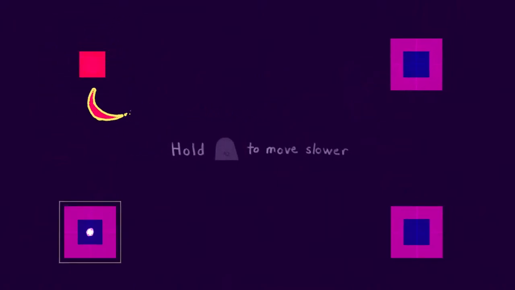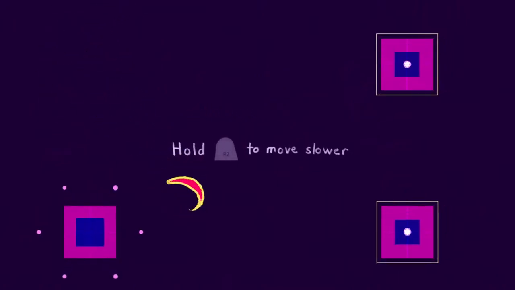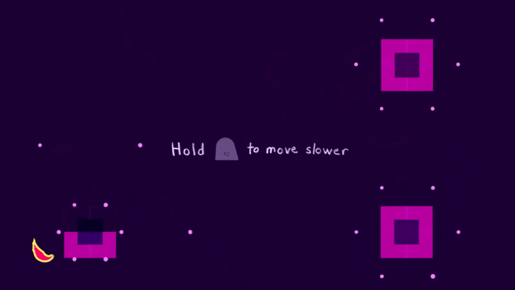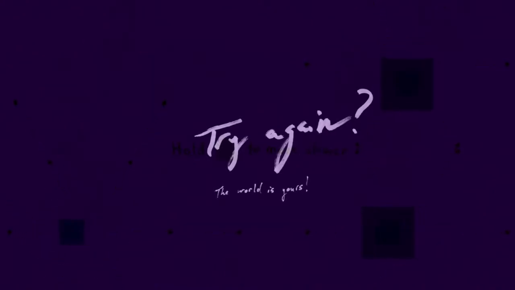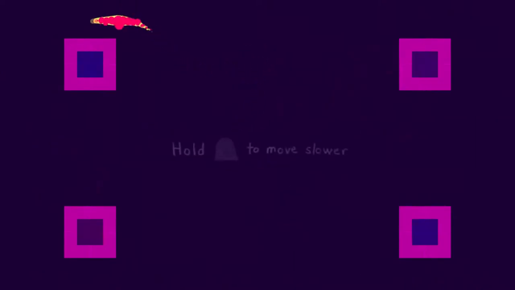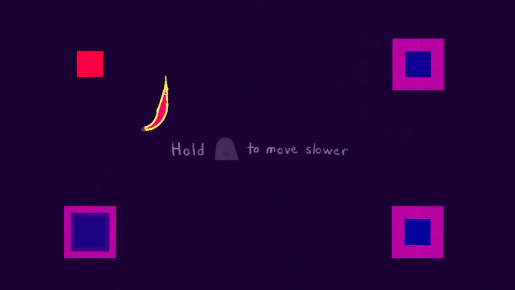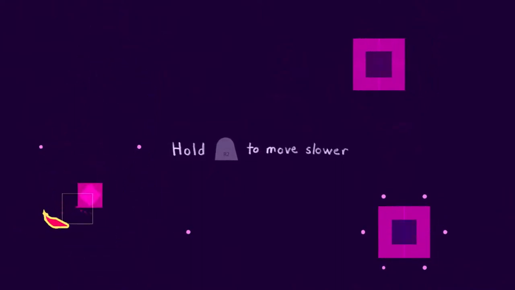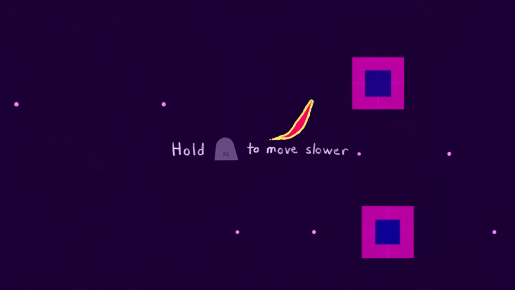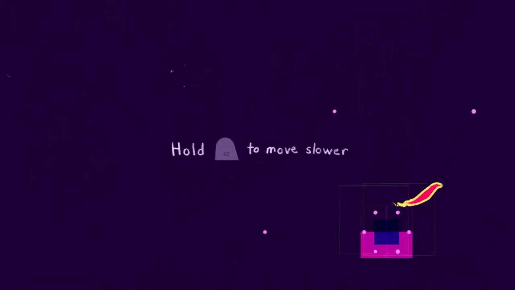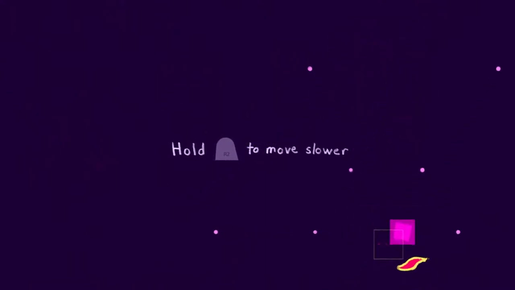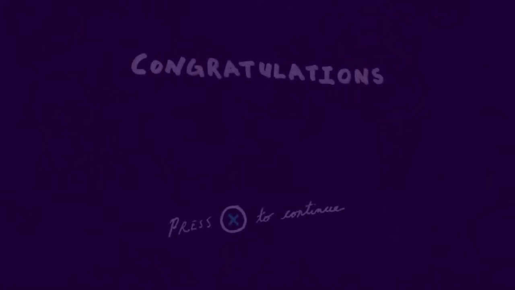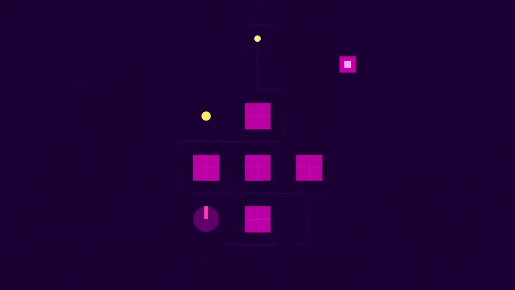And we're also introduced to this, holding R2 to move slower. So it can be quite... I even died in the tutorial. Try again, the world is yours. It's quite easy to move around very quickly and end up hitting a projectile that you didn't mean to at the time. So having this R2 to slow down function is very handy. Gives you a lot more control over where you're going.